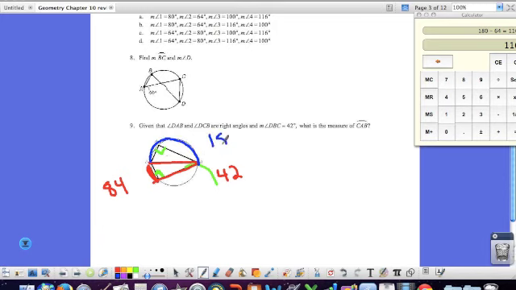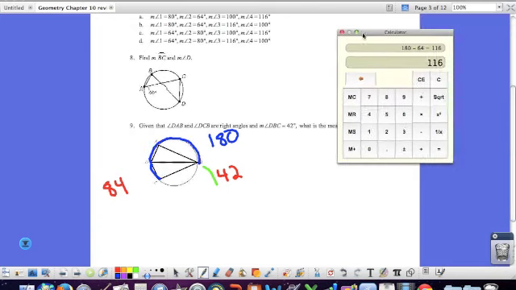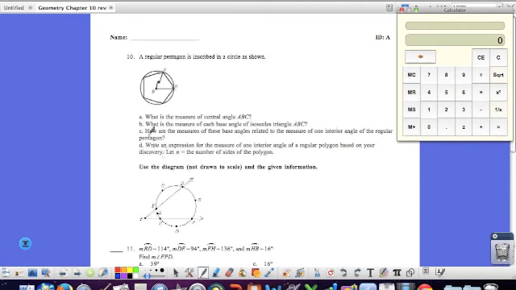And this part is 180 degrees because it's a semicircle. So they asked for CAB. Remember, that's 84, that's 180. 180 plus 84 is 264. Problem number 10, I told you didn't have to worry about C and D.